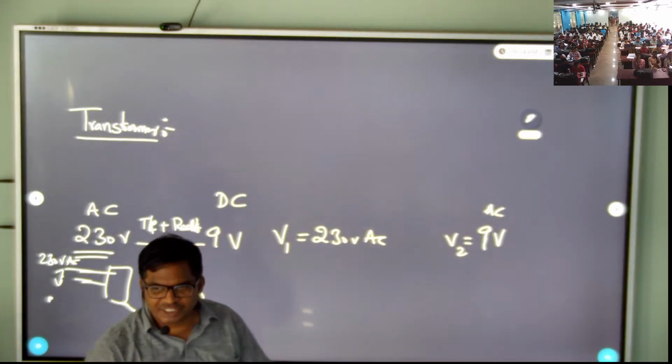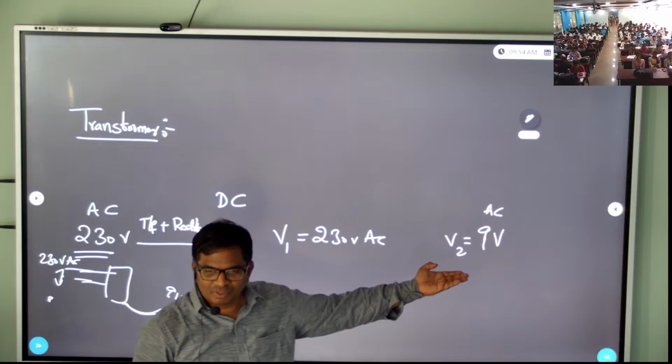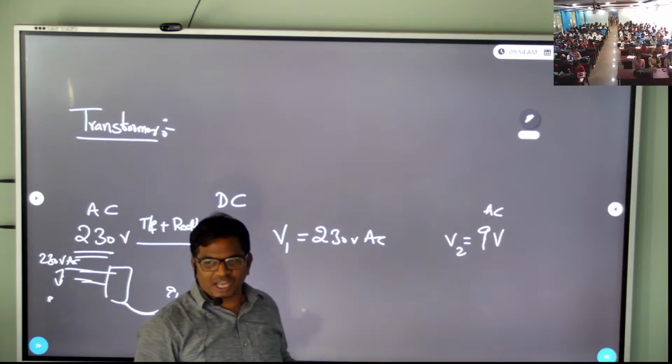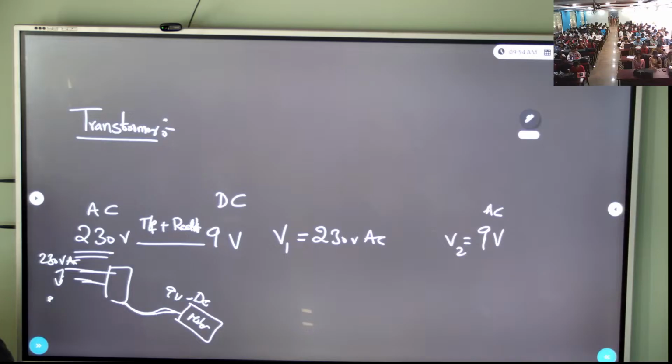See what happens? What is it changing? The voltage level is changing. So that is the main function of the transformer. Whenever you require to change the voltage level in the circuit, wherever you require. Why? Because your mobile phone works with 9 volts only. It does not work with 230. It works with only 9 volts.